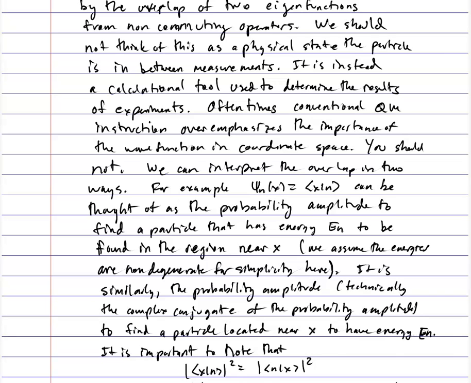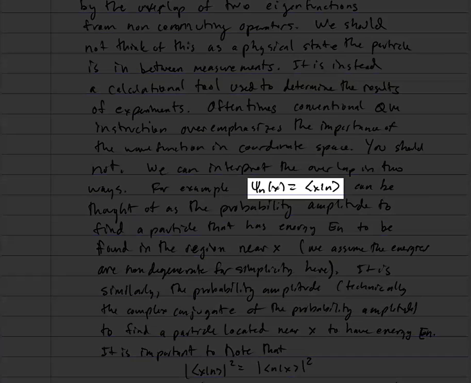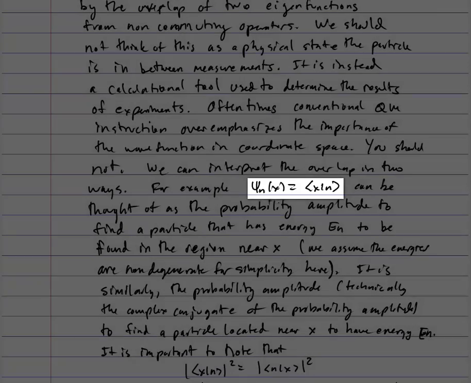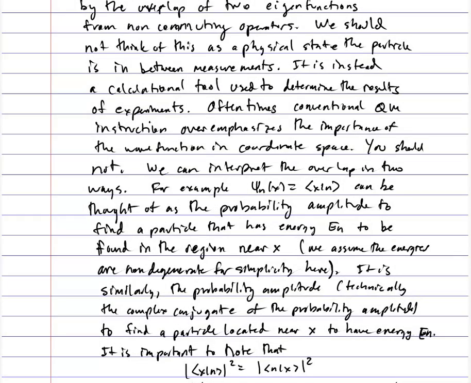We can interpret the overlap in two different ways. For example, psi n of x, defined as the bra-ket sandwich ⟨x|n⟩, can be thought of as the probability amplitude to find a particle that has energy E_n with respect to the harmonic oscillator Hamiltonian to be found in the region near x. We assume the energies are non-degenerate for simplicity here. Of course, in the simple harmonic oscillator, they are non-degenerate.